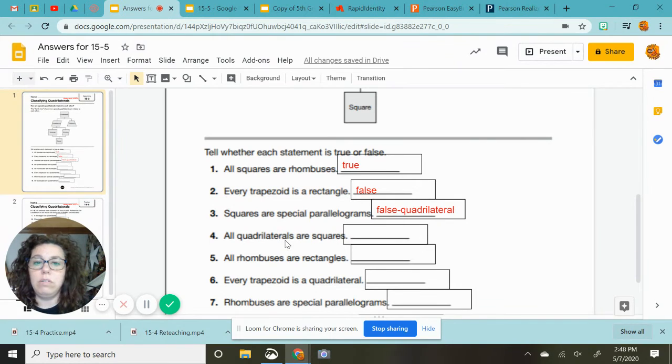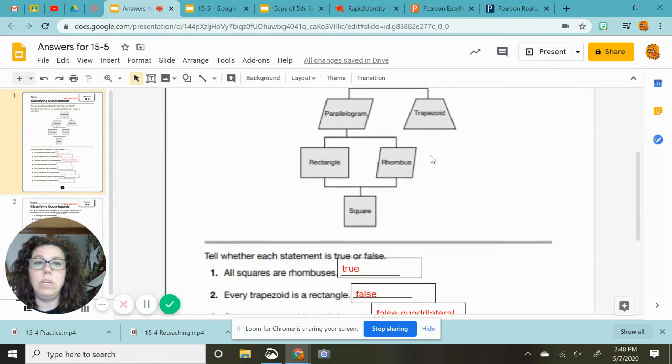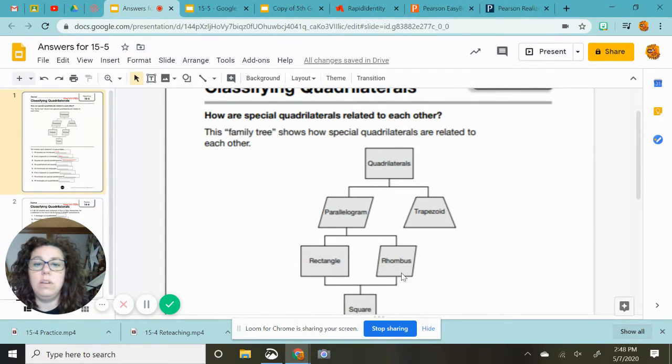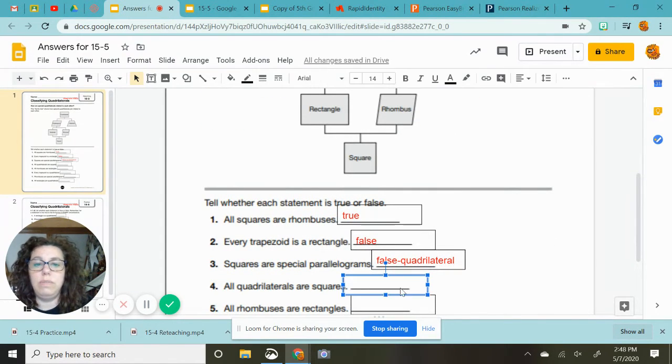All quadrilaterals are squares. That is false. We know trapezoids are quads. All of these are quadrilaterals, so that is a false statement.